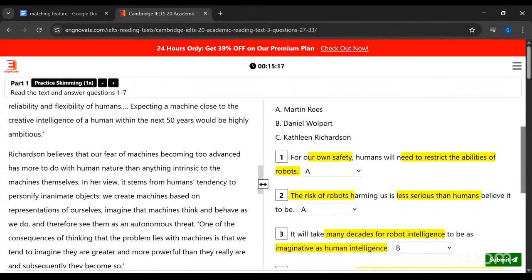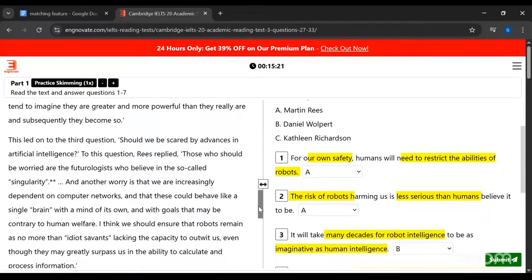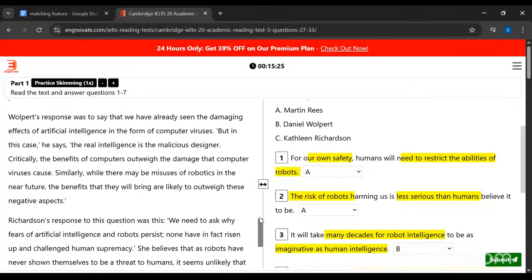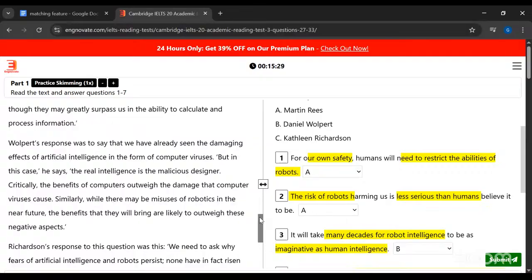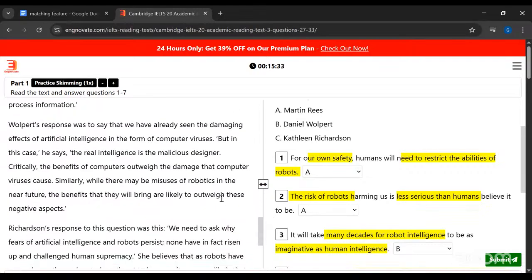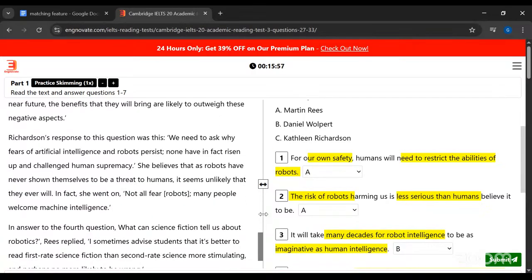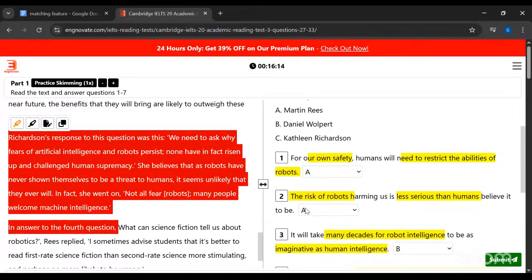Okay, so we can move forward and keep looking for 1. Okay, we have here Walpert's response was to say we have already seen the beginnings of AI in the form of computer biology and interface healing. Okay, you can consider this a valid candidate for this second statement.